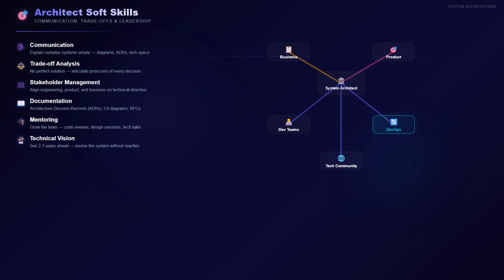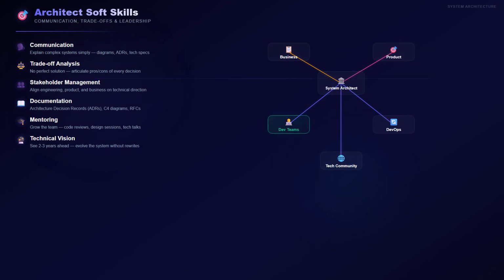Technical skills alone won't make you a great architect. The soft skills are equally important, and often the hardest to develop. Communication is number one. You must explain complex systems simply. Use diagrams, not just words. Learn the C4 model for architecture diagrams: context, containers, components, and code.